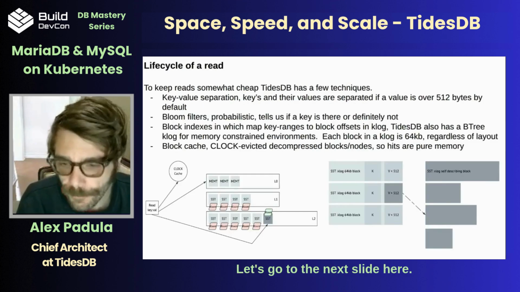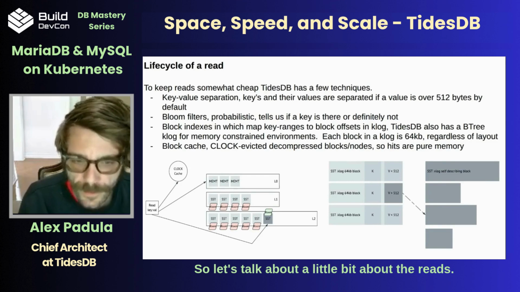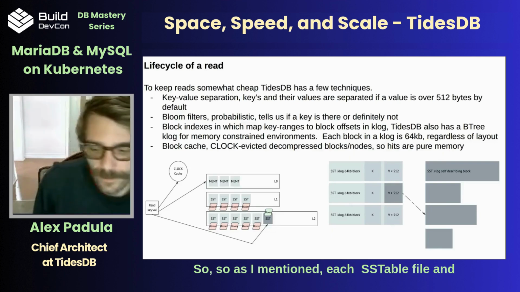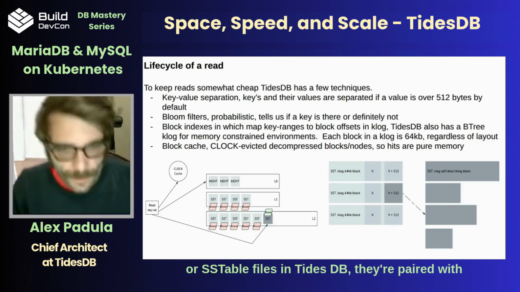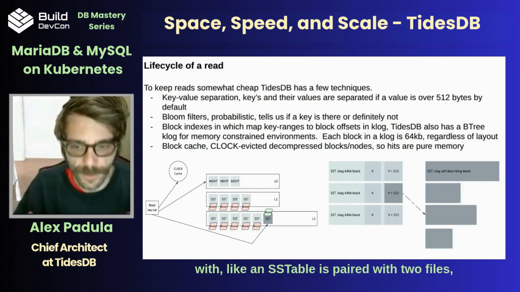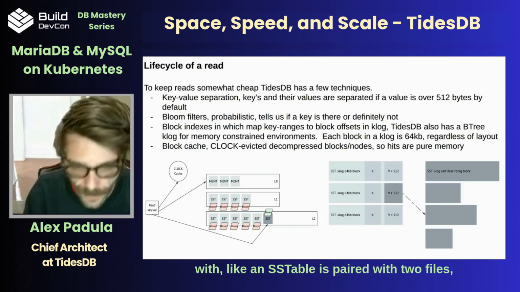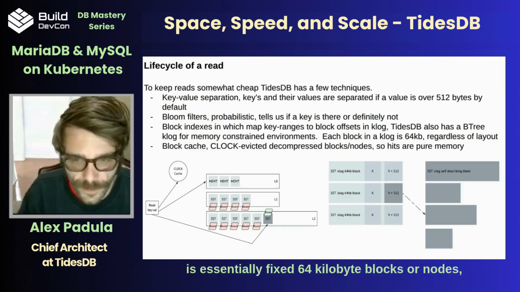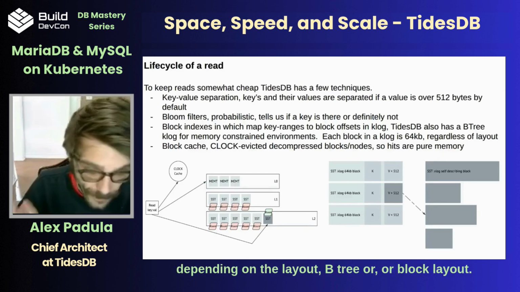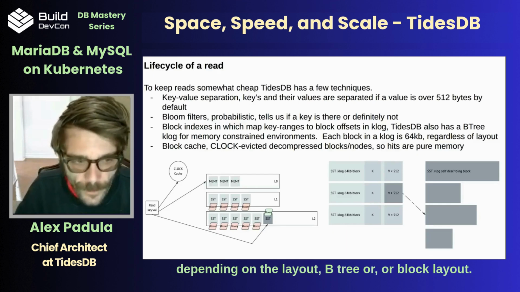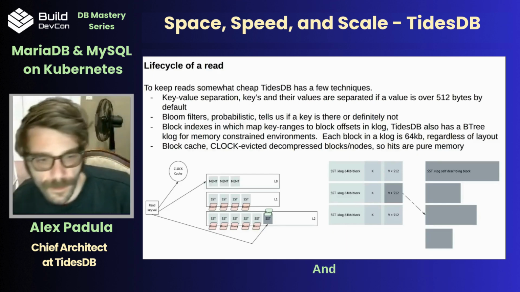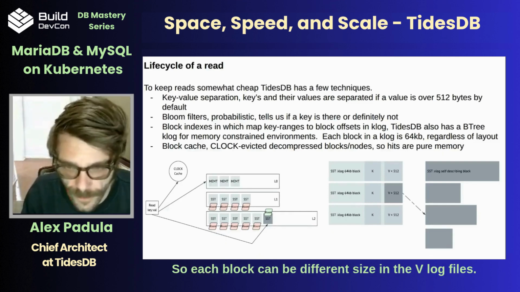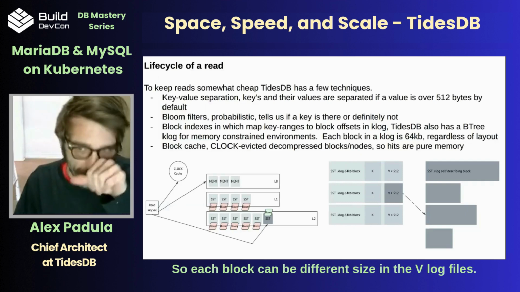Let's go to the next slide here. So let's talk a little bit about the reads. As I mentioned, SS table files in TidesDB are paired with two files, a klog and a vlog. The klog is essentially fixed 64 kilobyte blocks or nodes, depending on the layout, B tree or block layout, and the vlog is self-describing, so each block can be a different size in the vlog files.